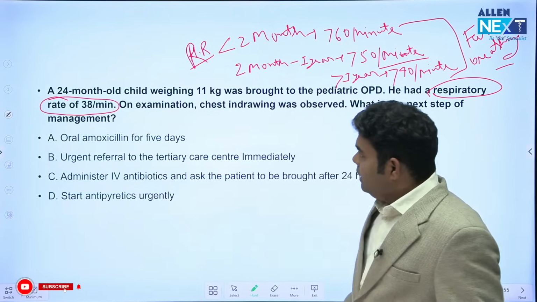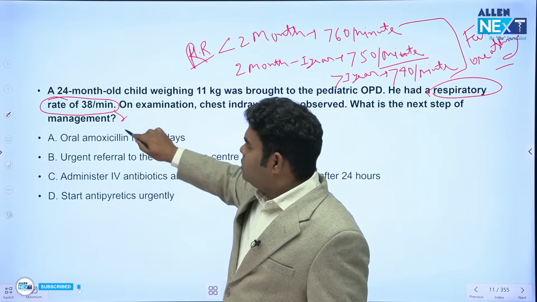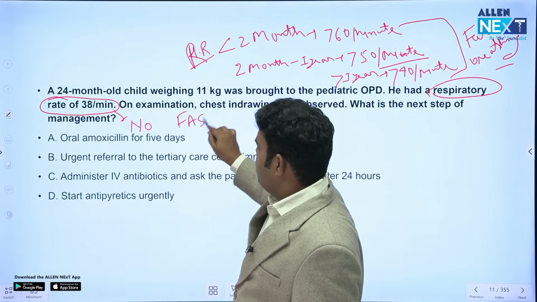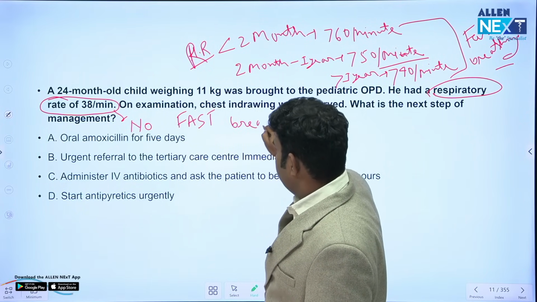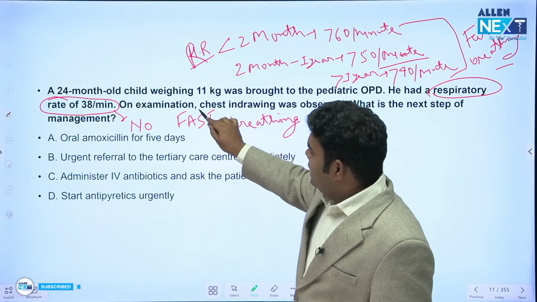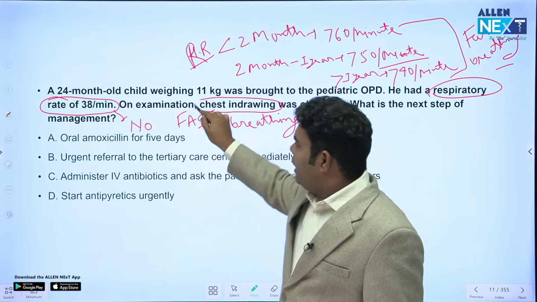Now here you can see that the rate is 38 per minute, so fast breathing is absent. There is no fast breathing. Okay? But on examination there is chest indrawing.